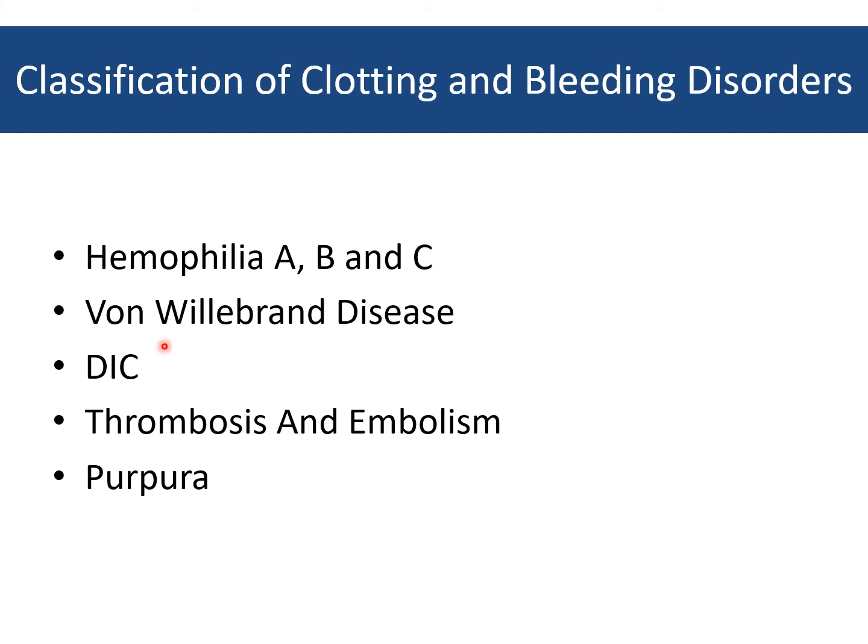Then another one, von Willebrand disease, in which there is bleeding disorder. Disseminated intravascular coagulation. This is a combination of clotting and bleeding disorder. Then there is thrombosis and embolism. We'll see how it occurs, and we shall briefly mention purpura, which we have already discussed in our previous slides.